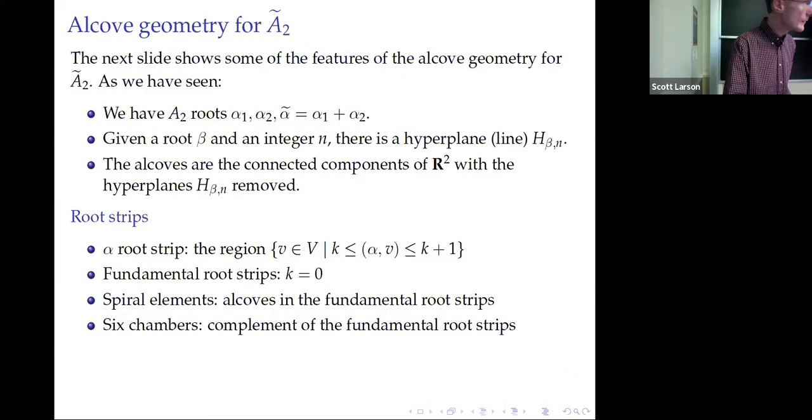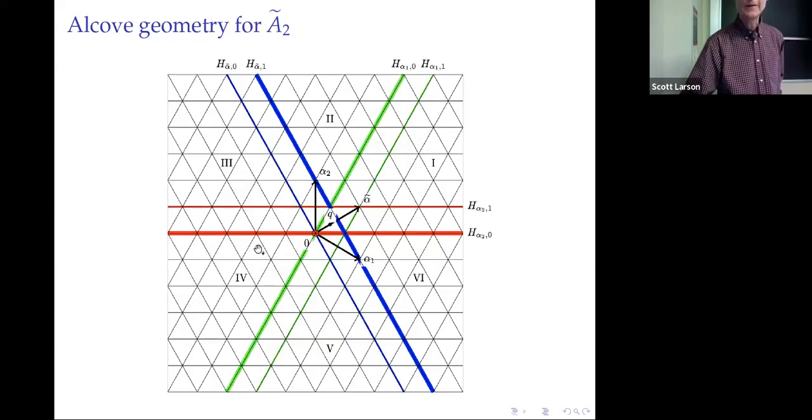Okay, so I'm going to show another slide with some more pictures about alcoves. The first 3 bullets there are the things I already said. We have the roots, we have the hyperplanes, we have the alcoves. The new feature is I want to talk about root strips here. The root strip is going to be the region in between 2 of these hyperplanes. So let me go to this picture and describe it. The region in between these 2 red lines here is what's called a fundamental root strip, a fundamental alpha 2 root strip. Parallel to it are all the other alpha 2 root strips. They're the alcoves that lie in between 2 fixed hyperplanes.